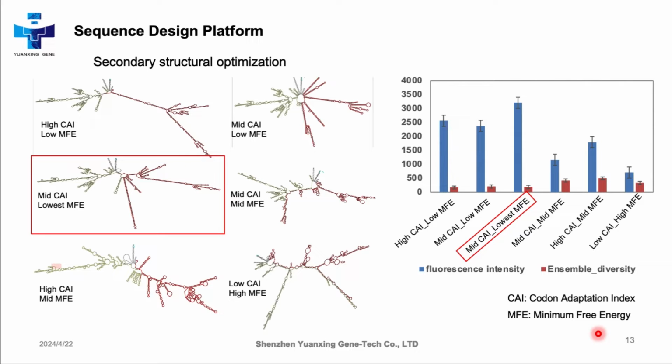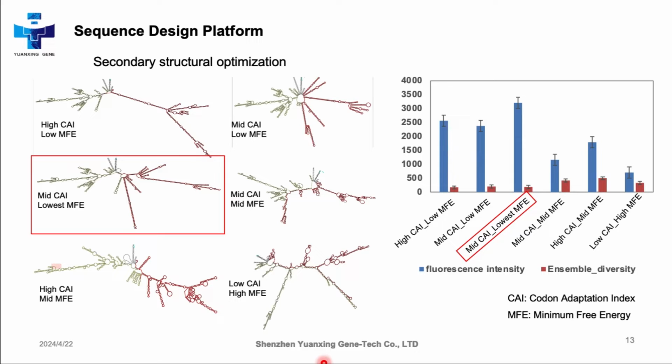We established different combination methods using these two indicators. For the CAI, we designed 3 levels: the high CAI, mid CAI, and the low CAI. And for the MFE, we have 4 levels: the low MFE, mid MFE, lowest MFE, and the high MFE. And we combine different levels together.